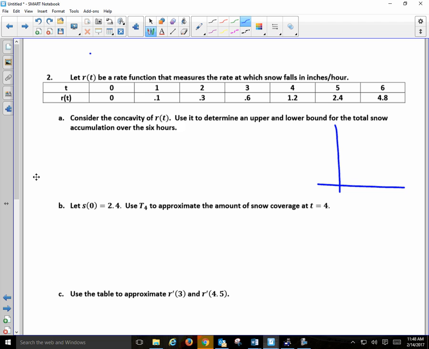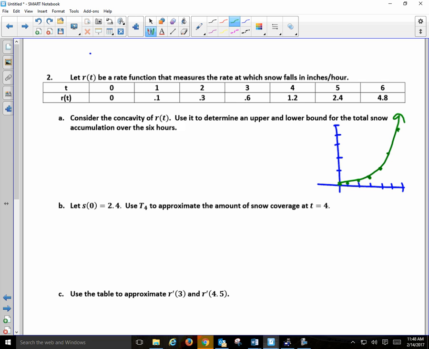So what I'm going to do is I'm going to plot out 1, 2, 3, 4, 5, 6. 1, 2, 3, 4, 5. As I plot this information, I have 0, 0. I have 1 and 0.1. I have 2 and 0.3. 3 and 0.6. 4 and 1.2. 5 and 2.4, and 6 and 4.8. So that's a general representation for the type of function that we're looking at.